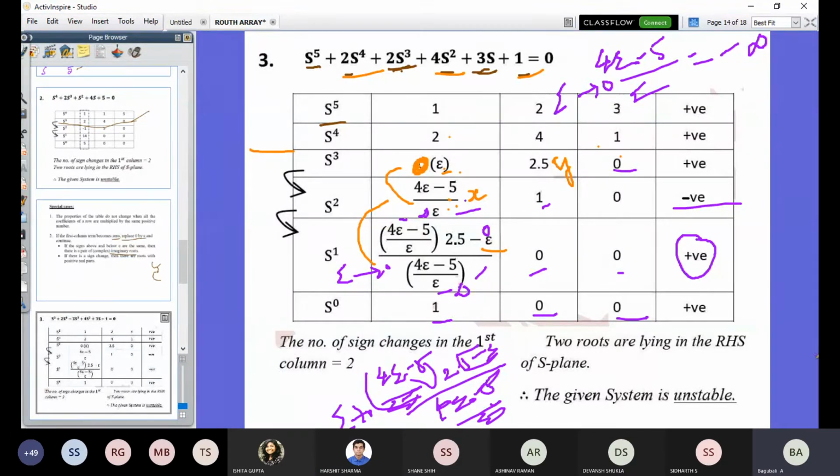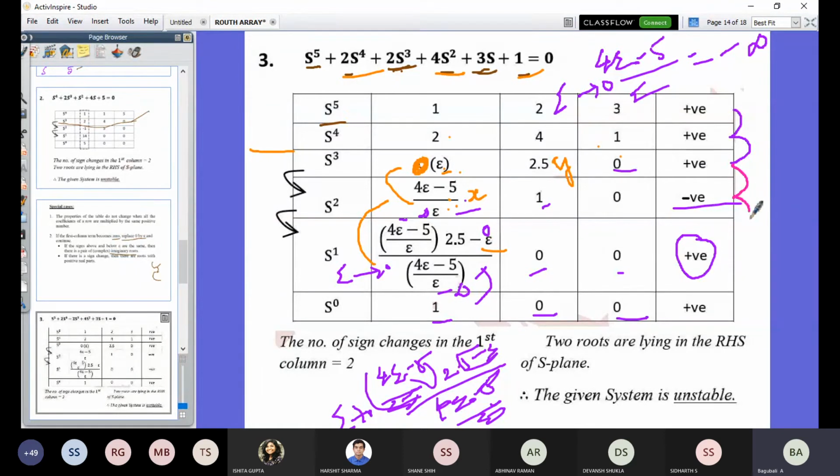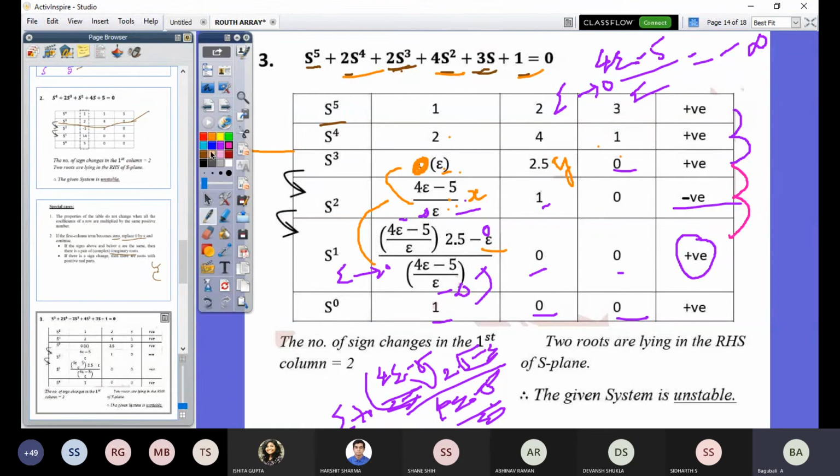Are you able to follow? So you can see the next column, here to here. How many sign changes do you predict here? Here to here there is no sign change. Here to here there is no sign change. Next, here to here one sign change. Here to here another sign change. Next, here to here there is no sign change.